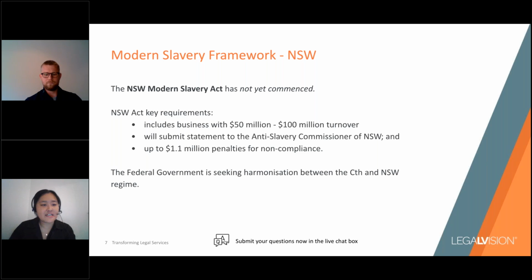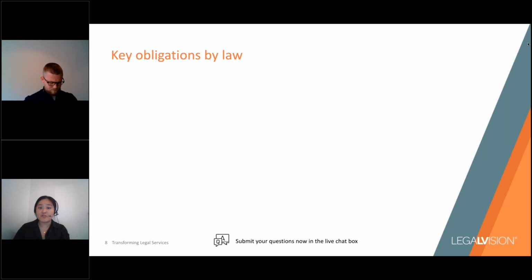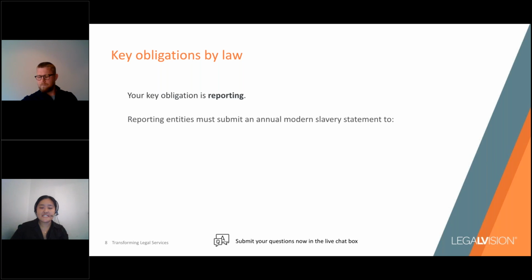Yeah, for sure. Thanks, James. So look, the upshot really is the key obligation under this regime, simply put, is reporting. So reporting entities need to submit an annual modern slavery statement to the modern slavery register, which is run by the Australian Border Force. This is a public register of statements. So you can go on there and search for any submitted statements, search for your favourite brands, and have a look at what they've submitted. And what we'll largely be talking about for the rest of this presentation is what sits behind that reporting obligation and how you can get there.